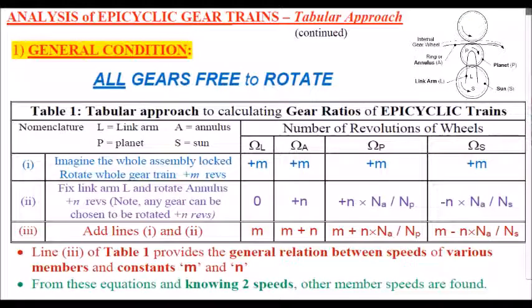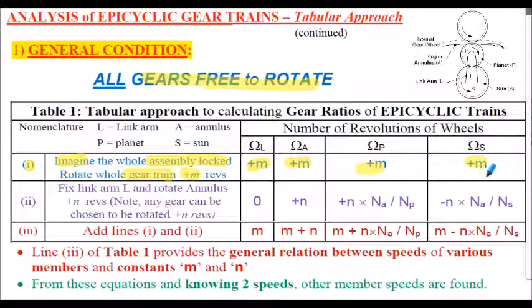So if you have a situation where nothing is clamped, all gears are free to rotate, this is the way the tabular approach will work. And this is our three-step process we're going to use. In the first step, we imagine that the whole assembly shown at the top of the slide here is going to be locked. It's all fixed. And we rotate the entire gear train through what's called plus m revolutions. Because they're all locked and we're rotating it, say, through 10 revolutions, then everything effectively, our link arm, our annulus, our planet, and our sun, they all rotate positive m. Okay, we don't know what m is, we're going to find it.